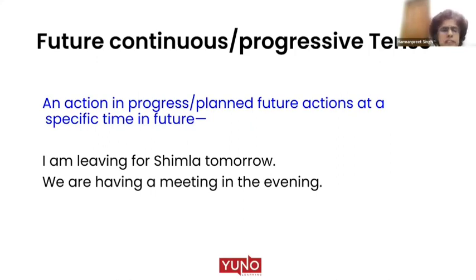For example, two very simple examples. I'm leaving for Shimla tomorrow. So I give you a specific point of time, which is tomorrow, and tomorrow this particular work will be done. So that is where we use future continuous. We are having a meeting in the evening. We'll do this in more details.